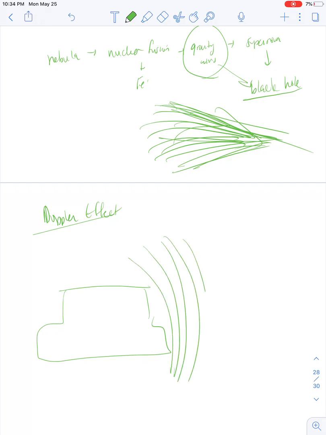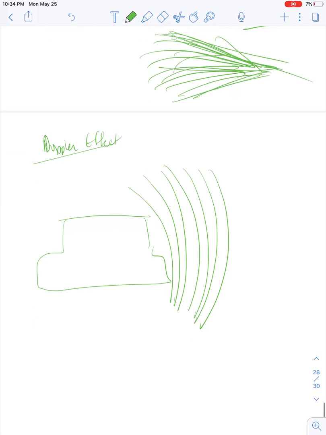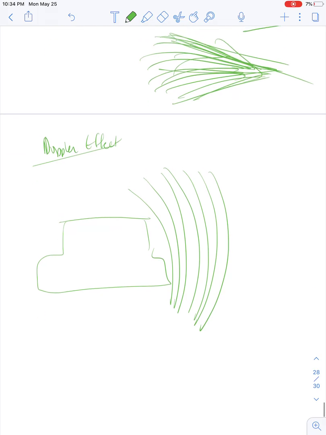So here's this car that's moving towards you. It actually pushes sound waves, kind of compressing them. So it's like pushing it like this, and then coming out, the sound waves are longer, right? So you can see that the sound waves are shorter here and longer here. And so that's called the Doppler effect.